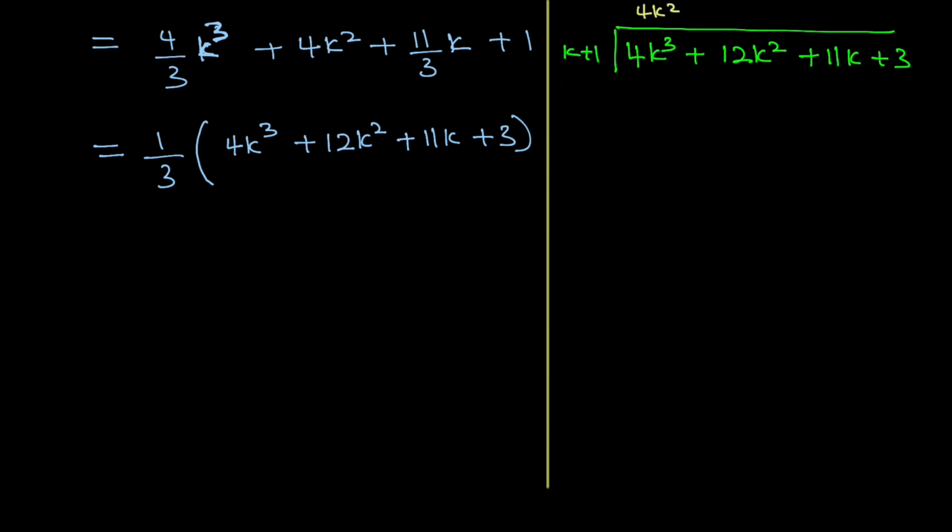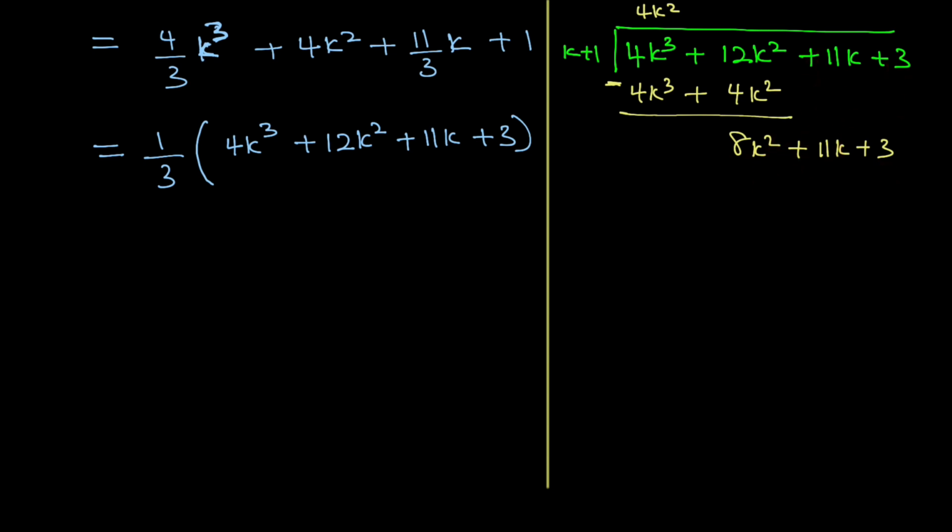So I need to multiply k by 4k squared to get 4k cubed. So k times that will give me 4k cubed, and I need to then do 1 times 4k squared. I draw a line and take away, so that will be 0. That minus that will be 0, and 12k squared minus 4k squared is 8k squared. And I'll bring that down.